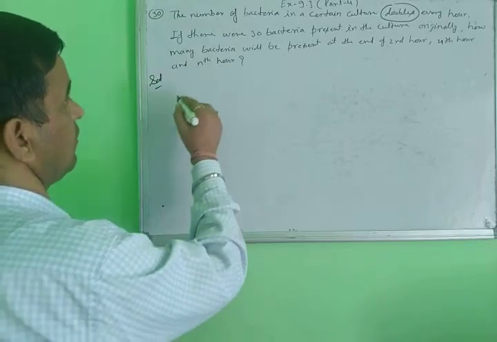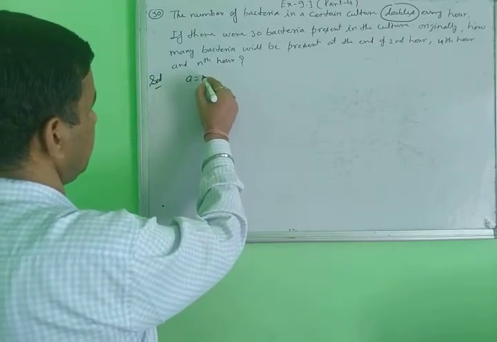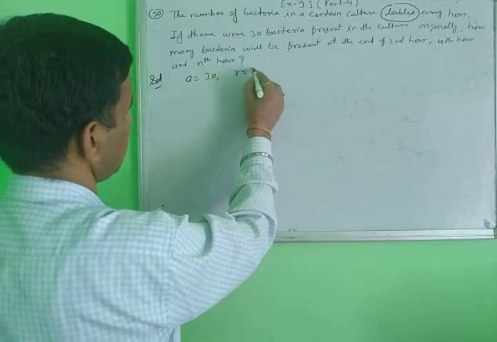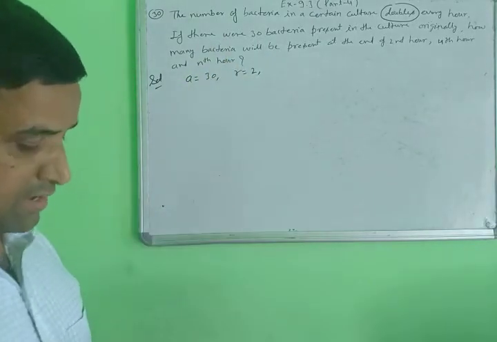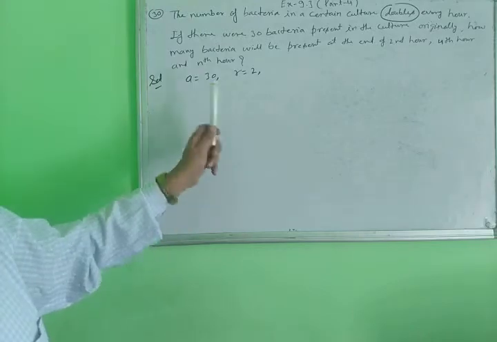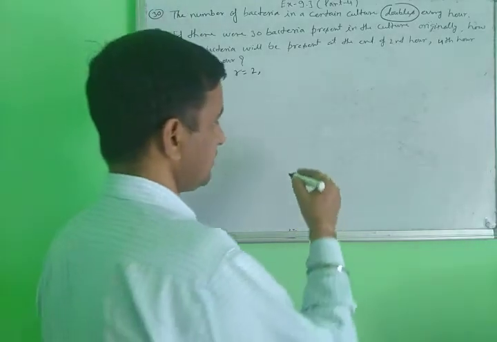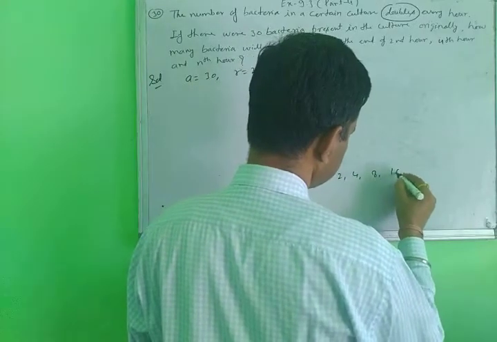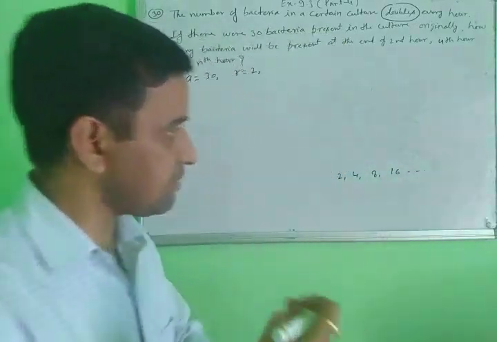First things, what is the value of the first term here? A, 30. What is the value of R here? 2. Why are we taking GP here? Because it is a GP: suppose here 2, then 4, then 8, then 16. So GP is multiplying by a number each time.